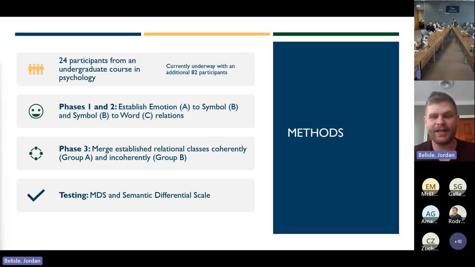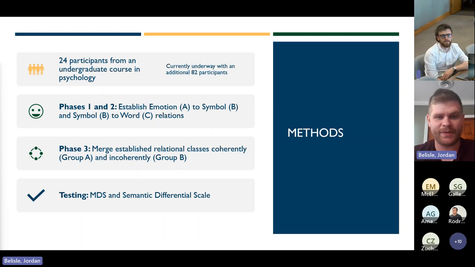Then we developed an analysis of relational density to show the relational network in a geometric space using the multidimensional scaling procedure. And then we tested the emotional valence of each stimulus using the semantic differential scale. So I'll show you what that looks like.